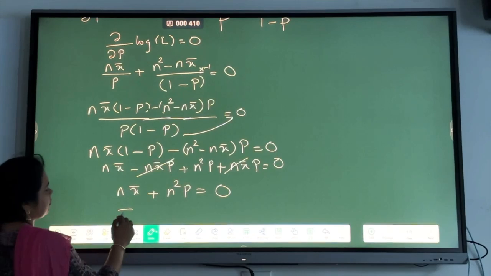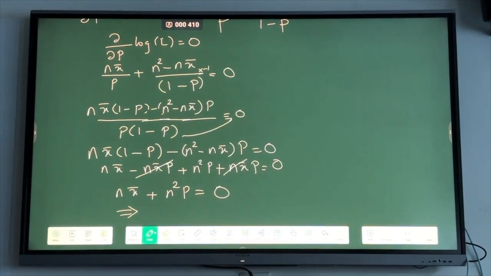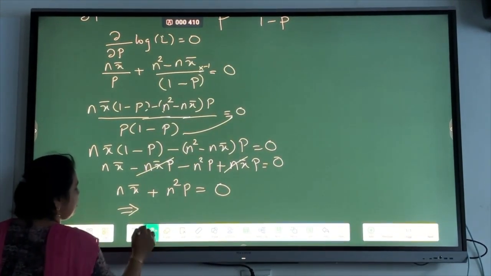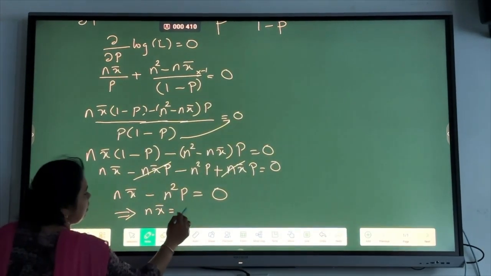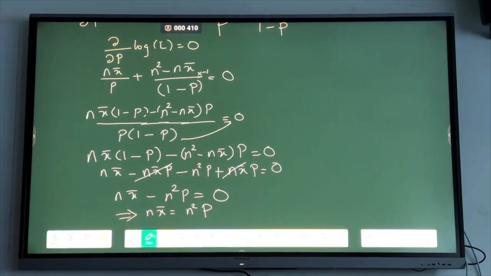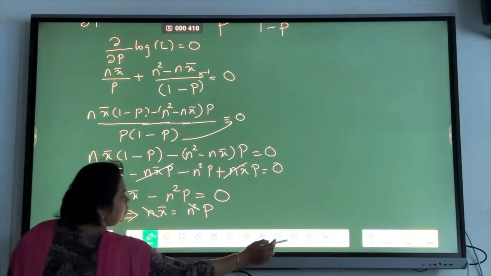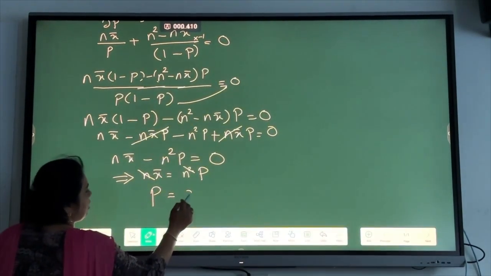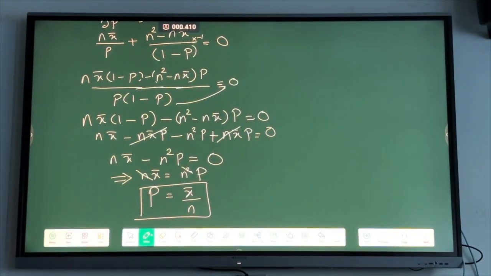From here, one minute. Here you are getting minus n square, is it? Minus n square. This is minus n square. So nx bar is equal to n square P. Cancel 1 n on both sides. So you will get it as P equal to x bar by n. We got the answer for parameter P.